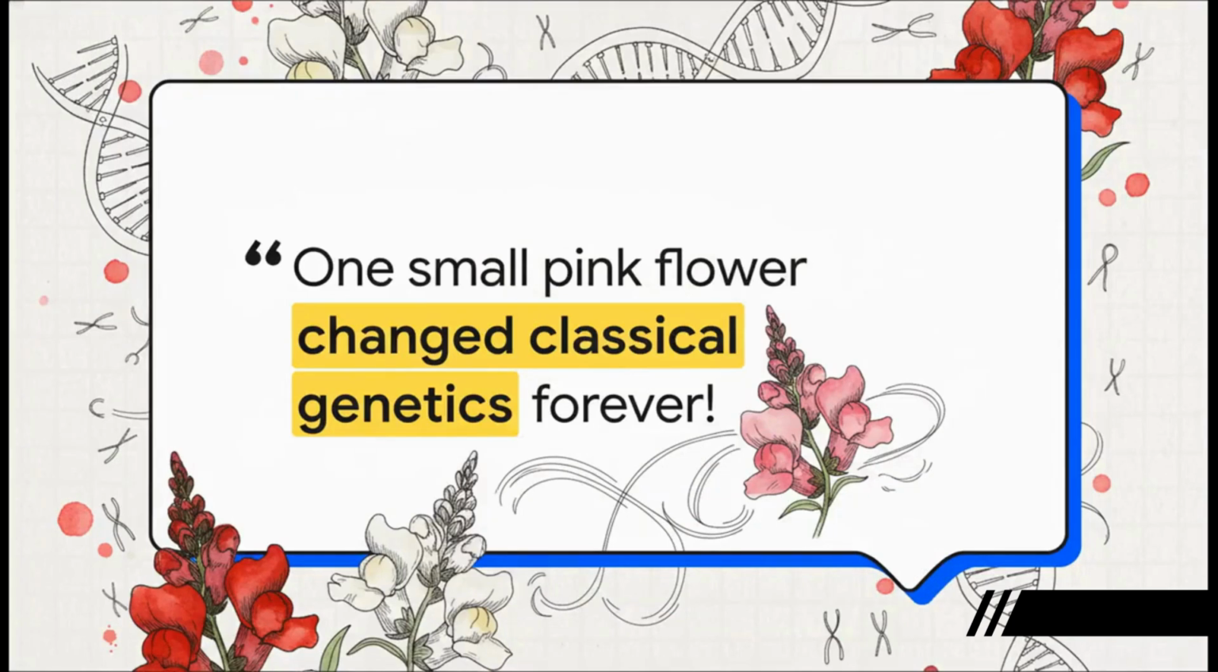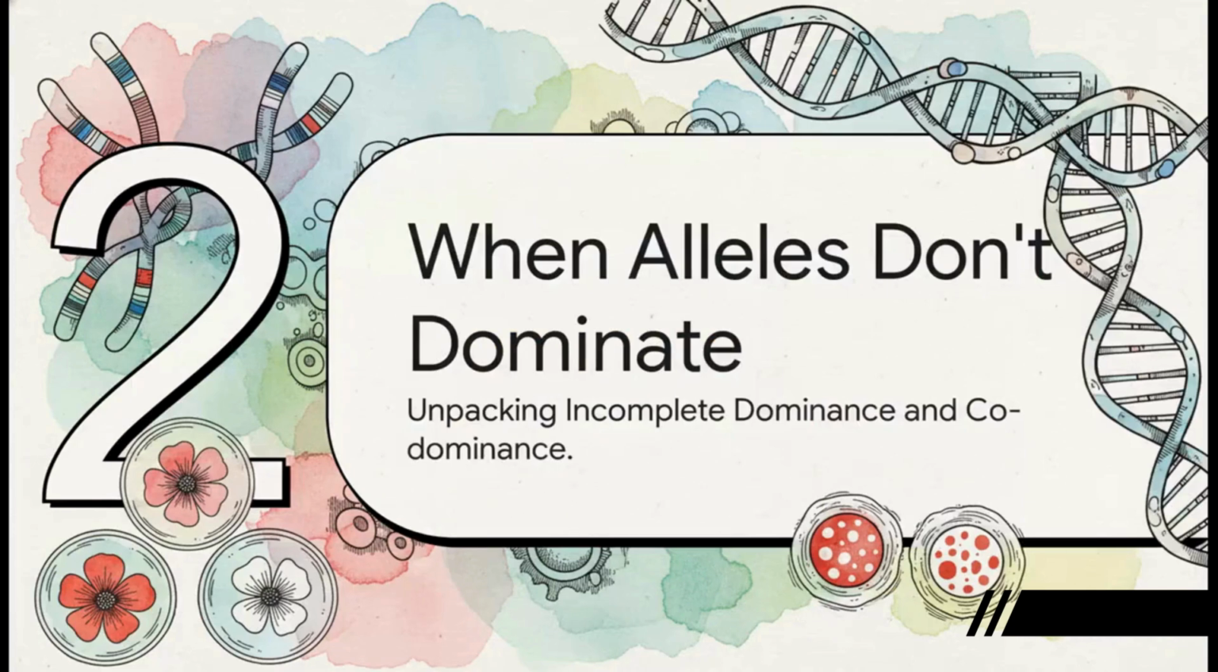That's right, it all came down to one small pink flower. According to the simple dominant recessive rules, this shouldn't even happen. This single little anomaly, the snapdragon, basically forced us into a whole new understanding of how genes are actually expressed. So what's going on when alleles decide not to play by those old rules? Well, this brings us to 2 concepts that are absolutely critical for you to know: incomplete dominance and codominance. Let's break them down right now.